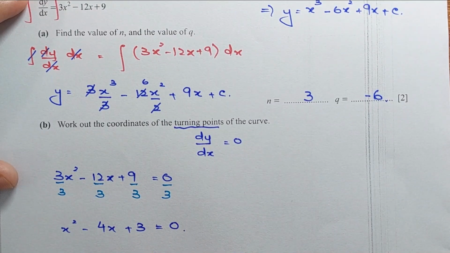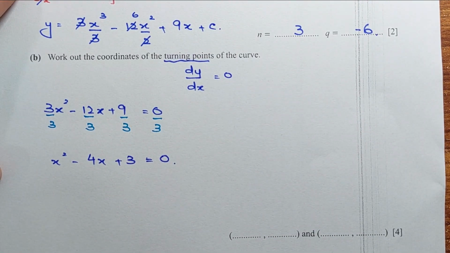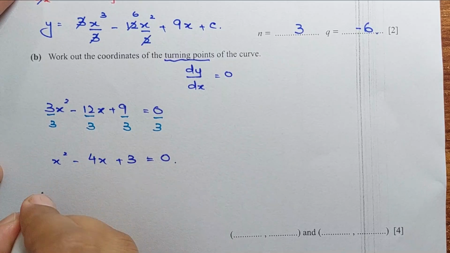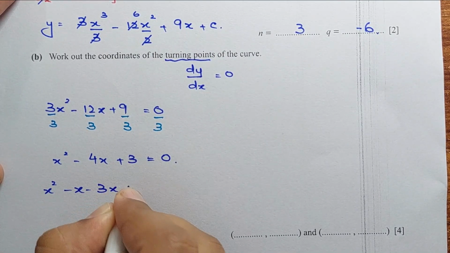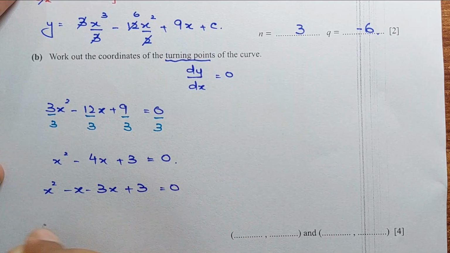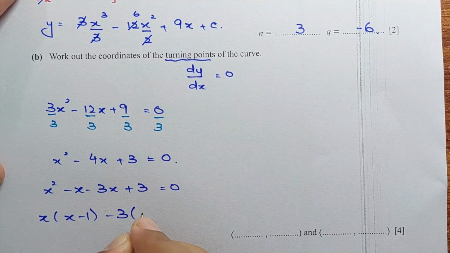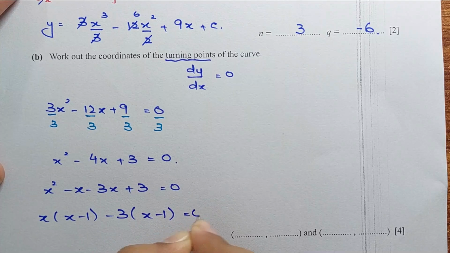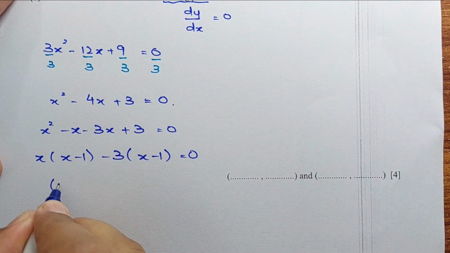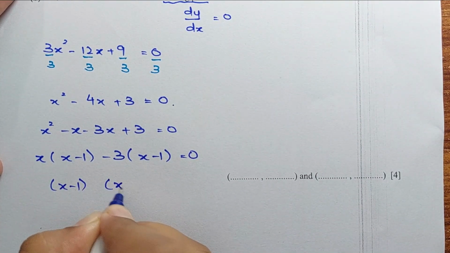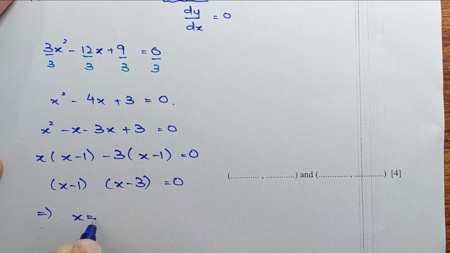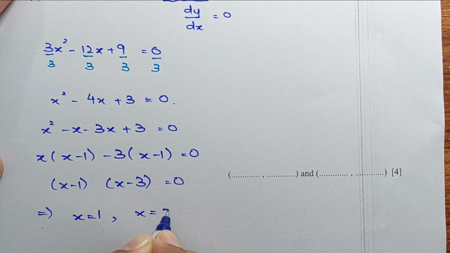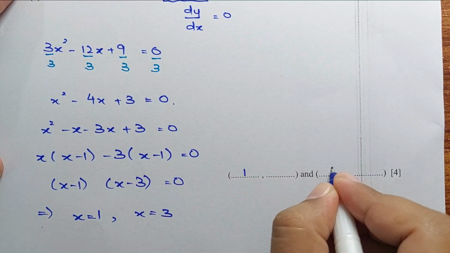We have x square minus 4x plus 3 equals 0. One times 3 is 3, so x square minus x minus 3x plus 3 equals 0. Take x common, x minus 1 is left; negative 3 is common, x minus 1 is left, equals 0. So the two factors are x minus 1 and x minus 3. From here the x value is 1 and the x value is 3.